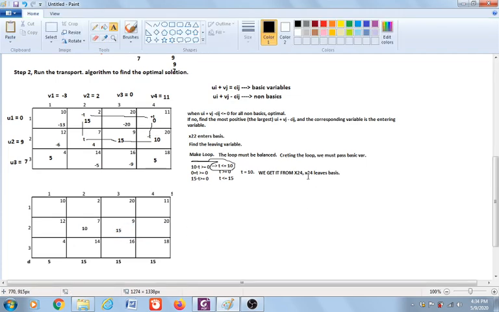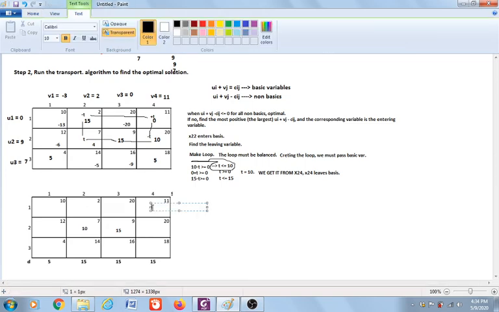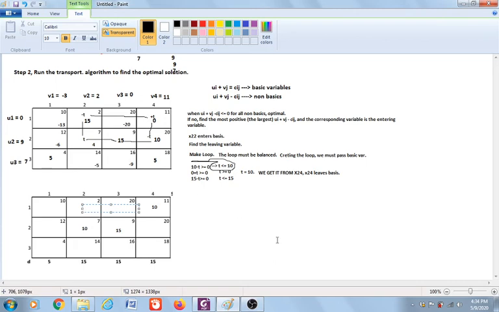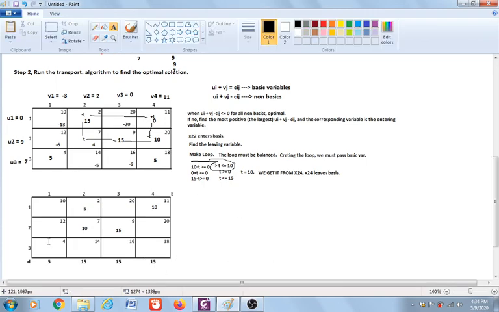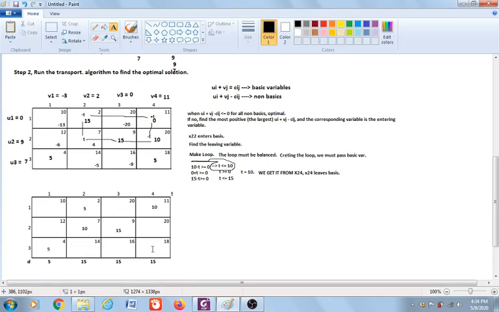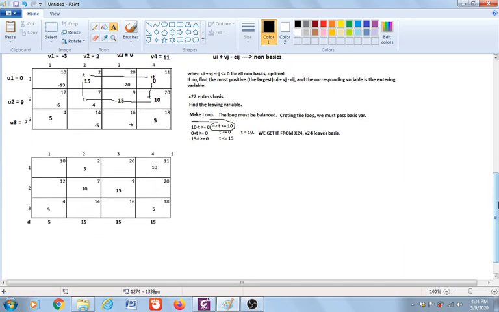So x24 is leaving the basis, so its value is now 0 because it is non-basic. We do not put any number on it. So this is 10, 0 plus t is 10. So 15 minus t, 15 minus 10, that is 5. We have 5 over here, and we also have 5 over here. Let's double check how many of them we have. 1, 2, 3, 4, 5, 6. So we are okay.